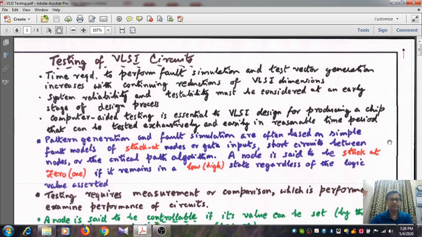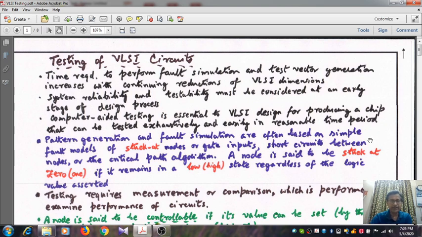Later on, as the chip goes to the customer premise, before you deliver the final goods, you should subject the device that you have manufactured to different testing to a great extent. Computer aided testing is essential to VLSI design for producing a chip that can be tested exhaustively and easily in a reasonable time period. Pattern generation and fault simulation are often based on simple fault models of stuck nodes or gate inputs, short circuits between nodes, or the critical path algorithm.